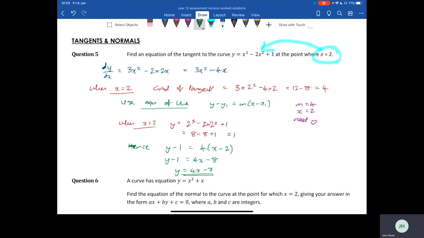Okay, so hopefully not too troublesome. Remembering using that equation of the line. You can, of course, use y equals mx plus c, but that one just is a little bit more direct. Okay, so next up, what have we got?